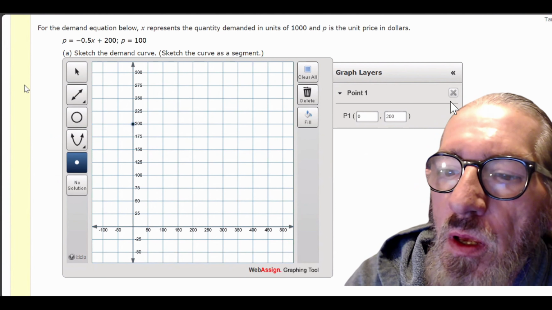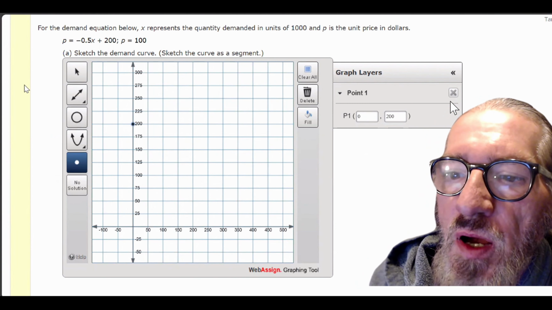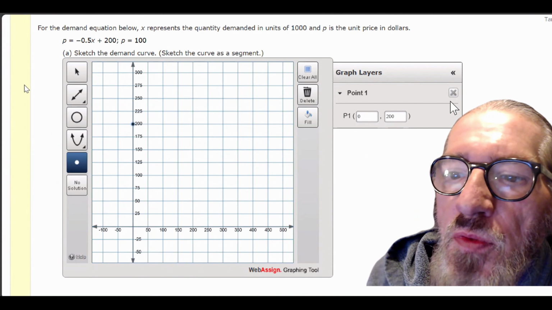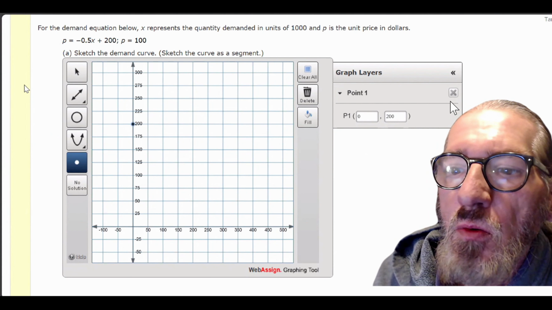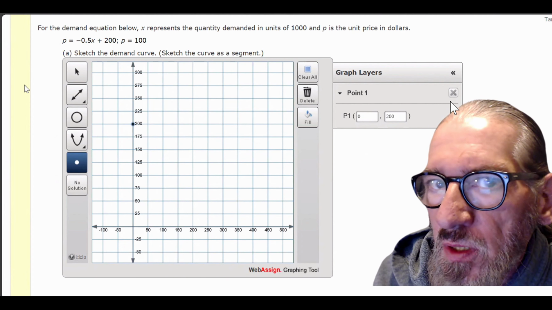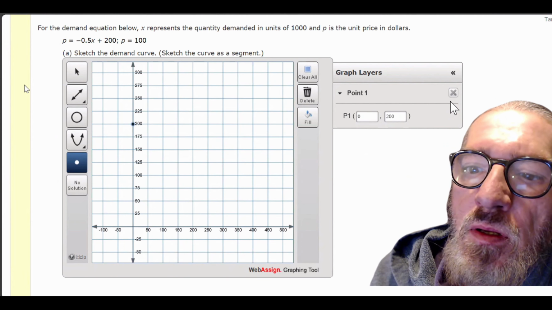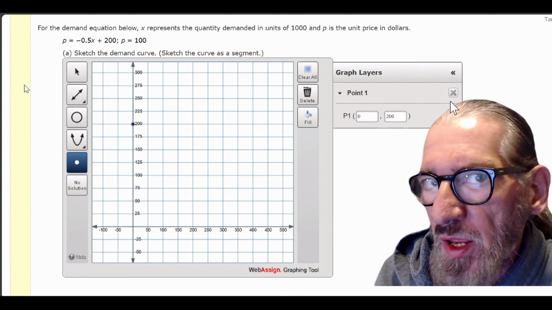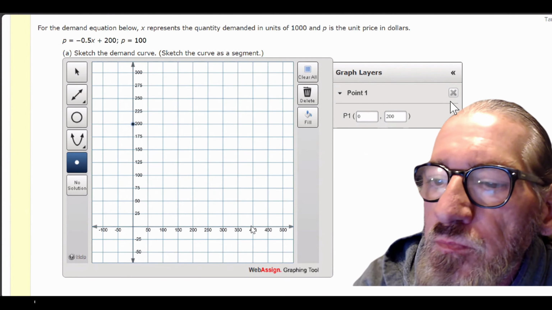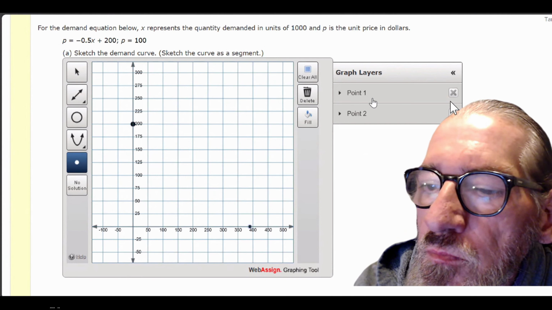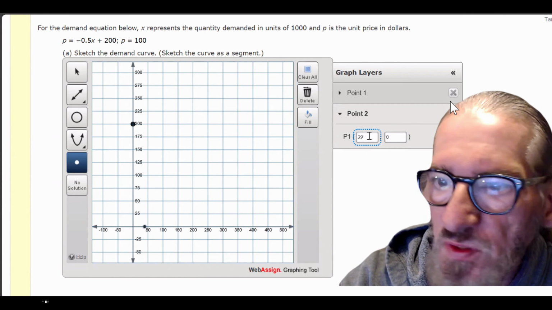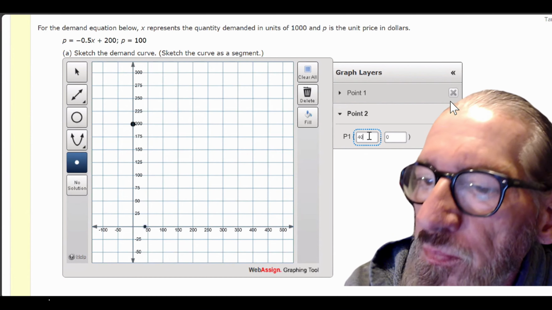All right. And another point that would be on there. Well, with P being 0, then negative 0.5x would equal negative 200. And when you divide negative 200 by negative 0.5, we should have (400, 0). That one I did miss a little bit. I'm a little bit to the left of where I want to be.